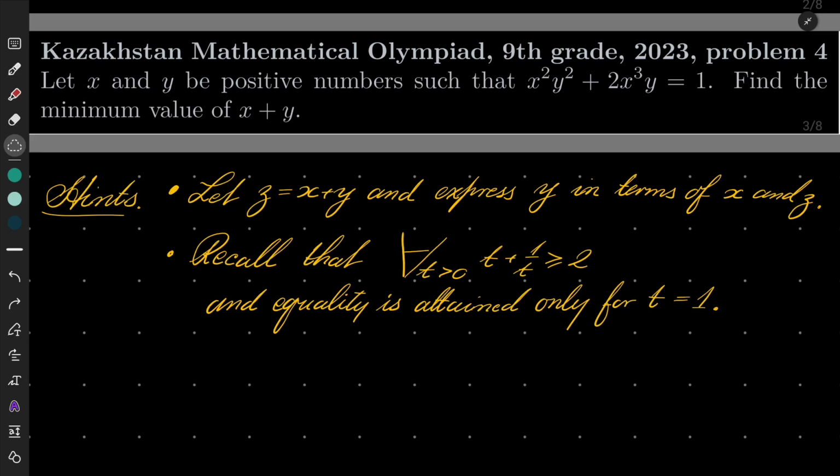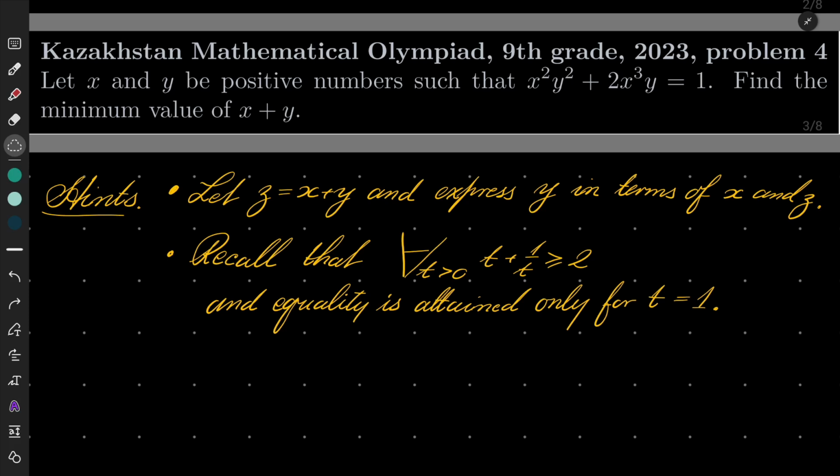Hello friends, in this video I'd like to solve the following problem from the Kazakhstan Mathematical Olympiad 9th grade 2023, problem number 4. It's probably problem number 4. I found this problem on the Art of Problem Solving forums. Numeration was a little bit iffy. Again, link will be in the description of this video. So take this with a pinch of salt. It's probably from that Olympiad from Kazakhstan, hopefully.